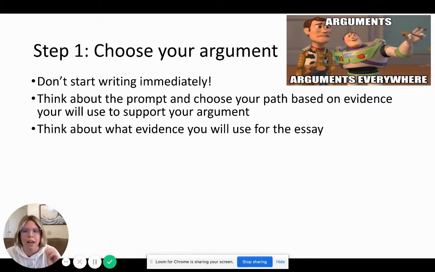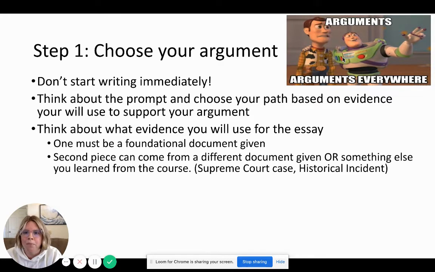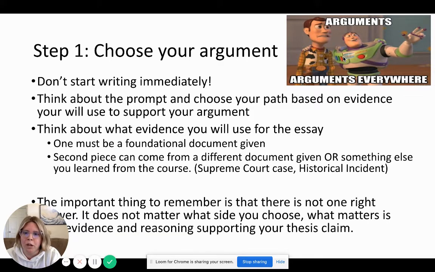I promise you, these essays are not written so that it's only this argument and you better defend it. That's not the point. The point is that you could choose either argument and it's the defense that matters. So you want to think about what evidence you're going to use, looking at the foundational documents, and I'd start with that as my first piece of evidence. And then the second piece, think about an example from history, or something we learned in the course, or a Supreme Court case that relates, and bring that up as a supporting piece.